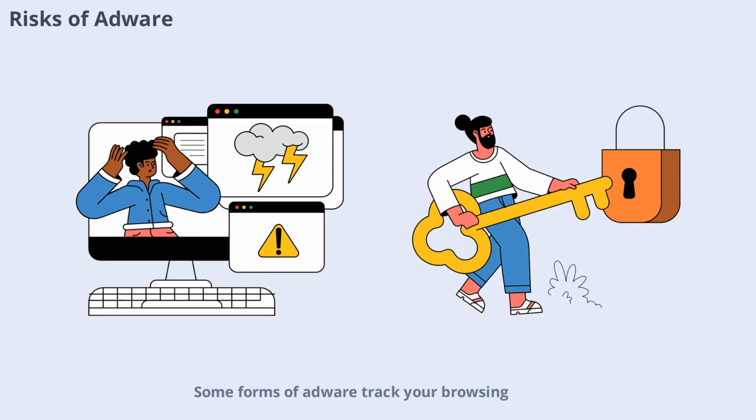Adware can be more than just a nuisance. Some forms of adware track your browsing habits and sell your data to advertisers. Others might trick you into clicking on fake ads that lead to phishing sites or more malware. To stay safe, avoid downloading unknown apps and always read reviews before installing new software.